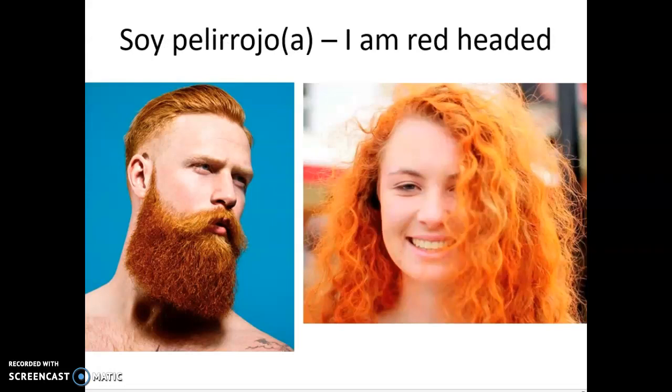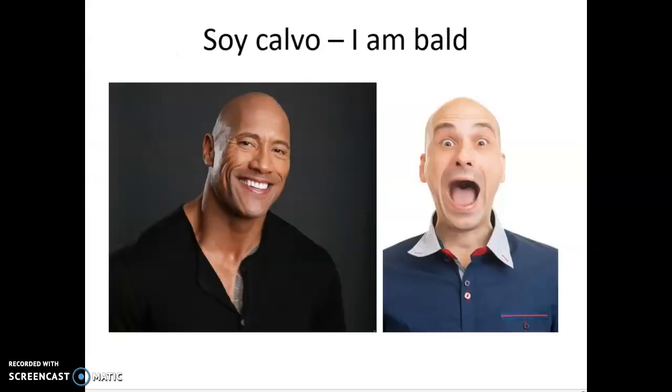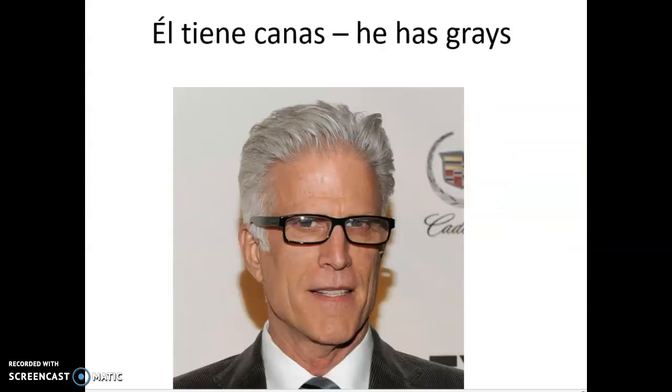And then if you are redheaded, we're not going to put tengo at the front. We're going to use a different word, and that's just going to be soy. So my guys, you'd say soy pelirrojo. And if you're one of my girls, you would say soy pelirroja. Okay, so you would not put tengo with those. Same thing, soy calvo. And I don't think any of you guys have gray hairs, but if you wanted to say that your mom or dad does, you could put the él or ella at the front, but él or ella tiene canas.